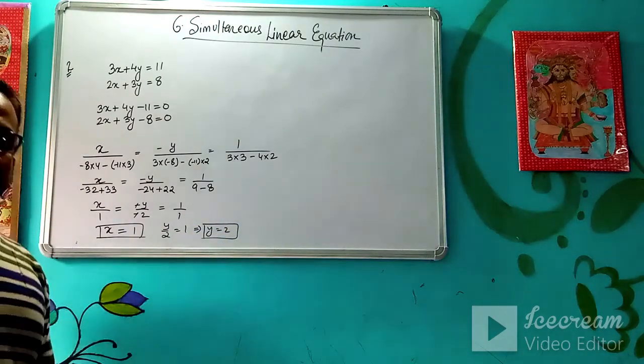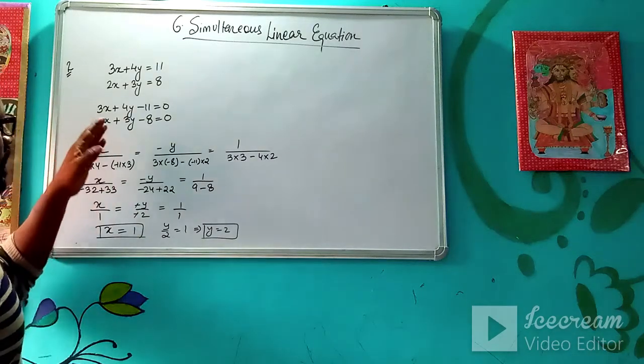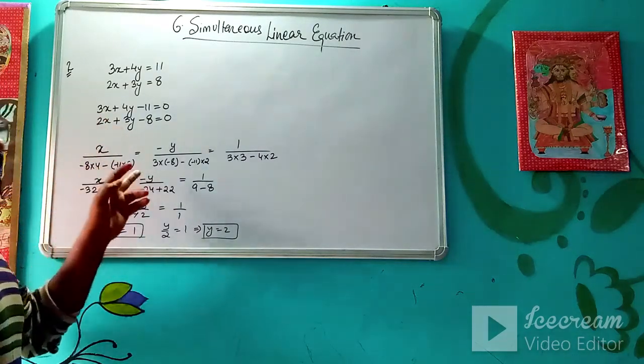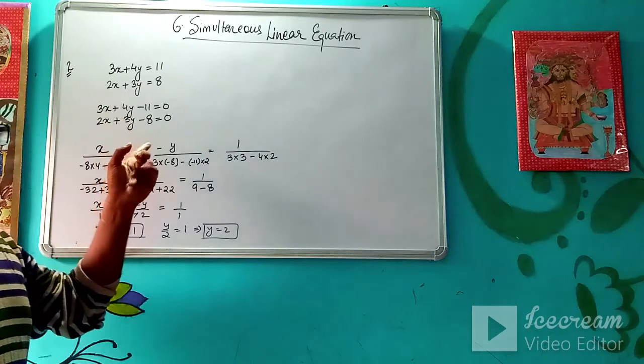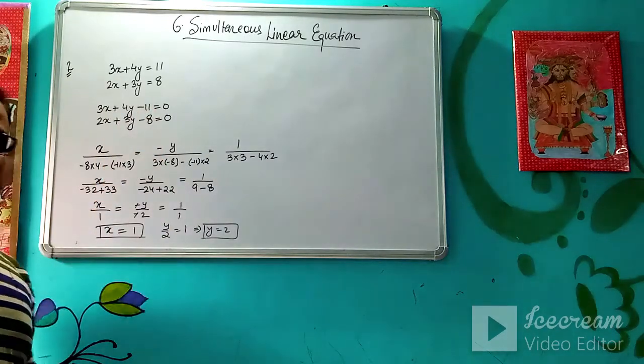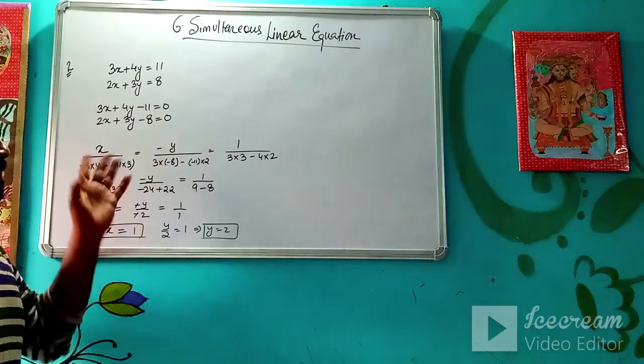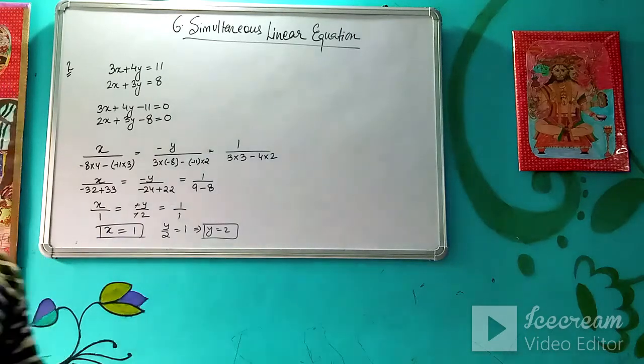Okay, so if we have good knowledge of finding the multiplication from left to right, then you can easily find the values of x and y by using the cross multiplication method.